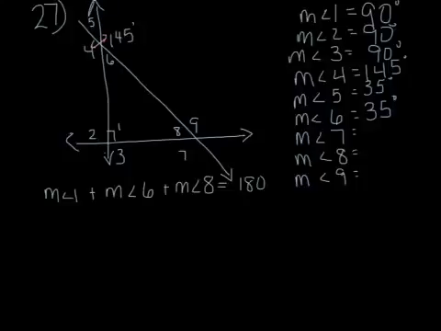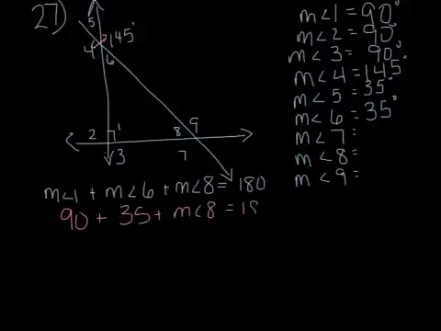I can go ahead and look at my list to the right. I have the measure of angle 1 is 90. The measure of angle 6 is 35. So right below it, we're going to substitute in what I know. 90 plus 35 plus the measure of angle 8 equals 180.